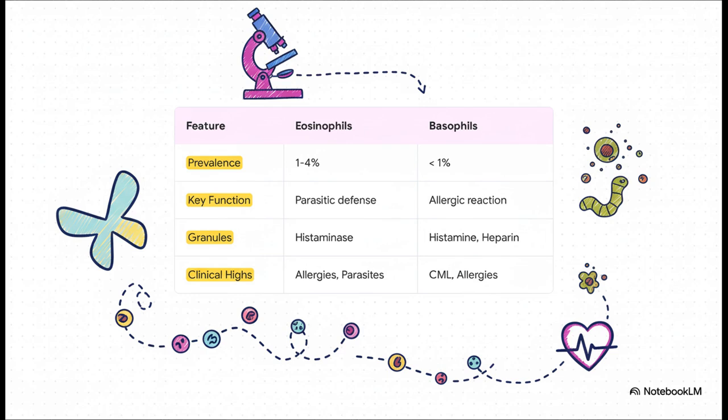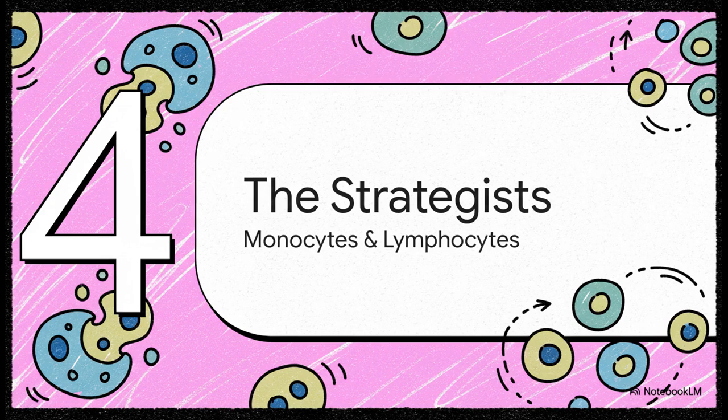Eosinophils are our main defense against parasitic worms, using toxins like major basic protein. They also help control allergic reactions by releasing histamine, which breaks down histamine. Basophils, on the other hand, are the ones who start the allergic response. They release histamine and heparin, acting a lot like their tissue-based cousins, the mast cells. So an eosinophilia might point you toward a parasite, while a basophilia, that's a classic finding in chronic myelogenous leukemia, or CML. Now let's shift gears to the agranulocytes.